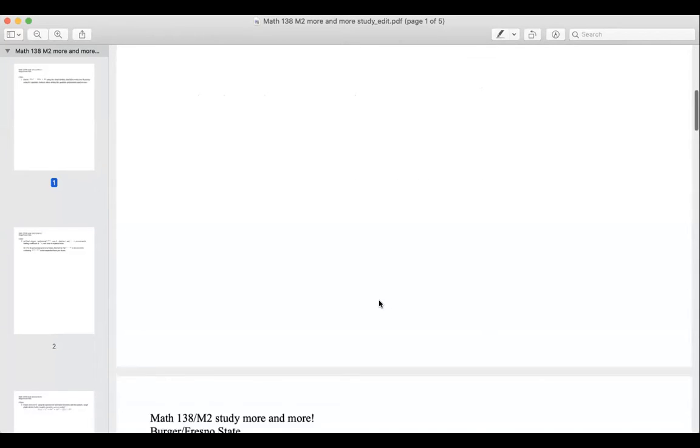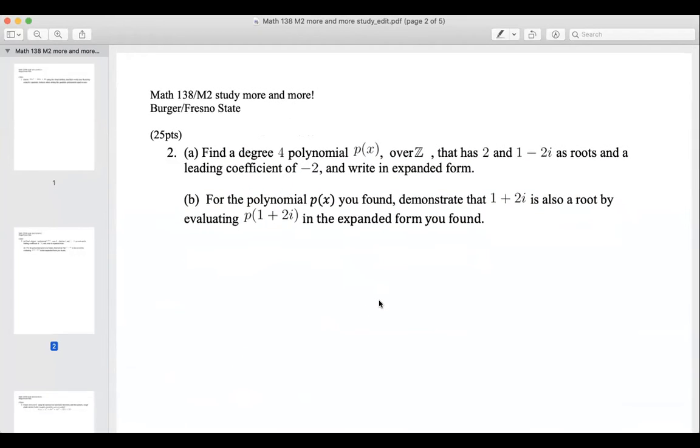Okay, so next, this is a tough problem. It's probably the hardest problem on the test. So problem 2. It's degree 4 over Z. It's pretty much the theme of this class, over Z, because sometimes I ask a little tricky. 2 and 1 minus 2i are roots, leading coefficient negative 2. Just to let you know, that's at the very end. You have to deal with that. And then part B is show 1 plus 2i is a root. That's probably the hardest part of the whole thing.